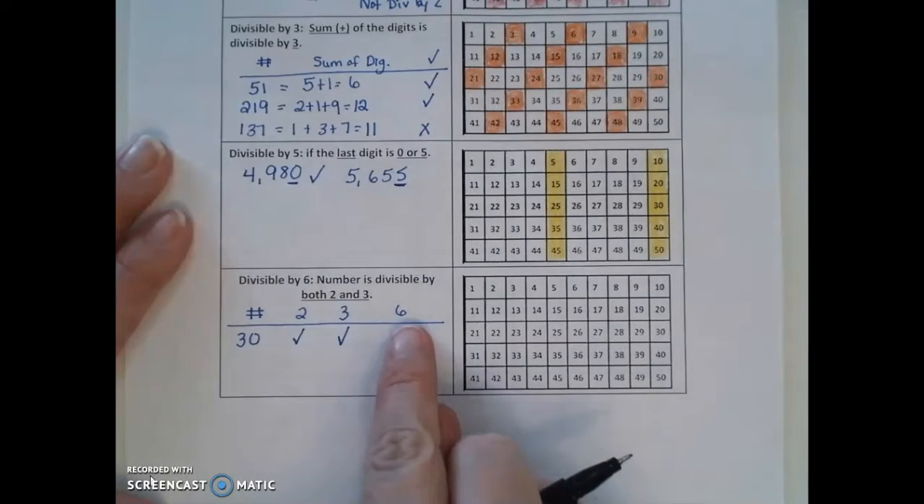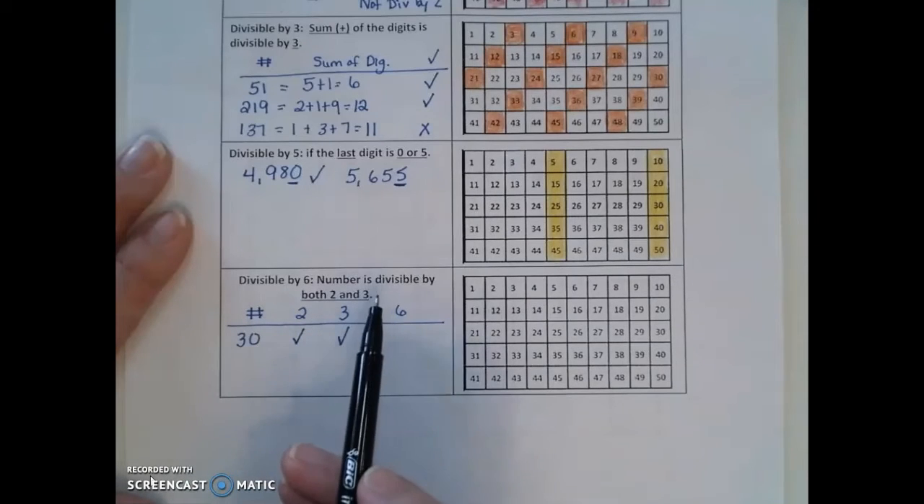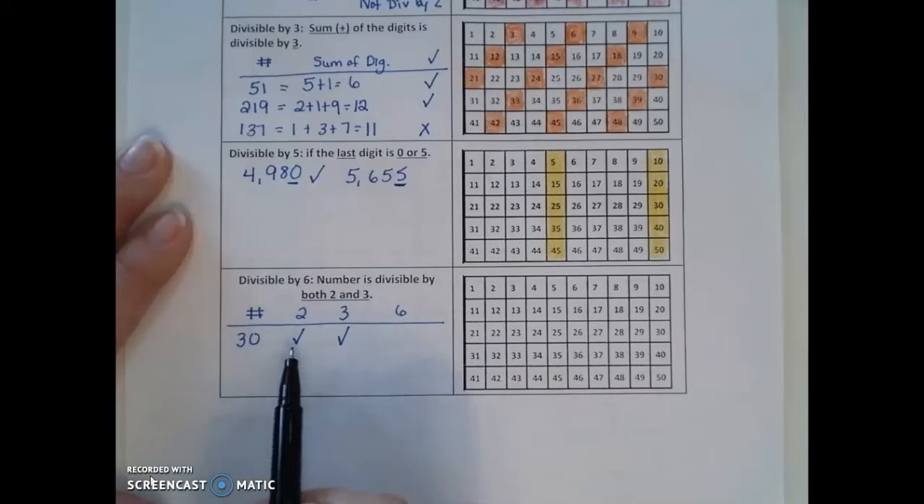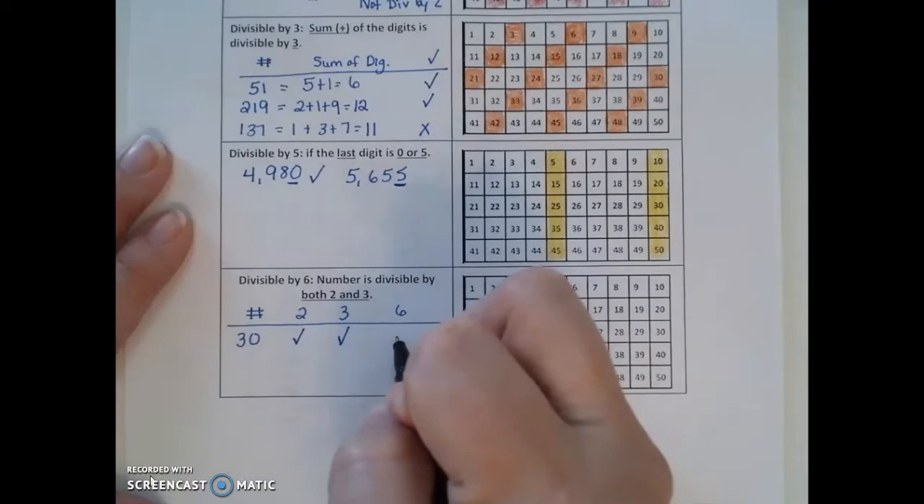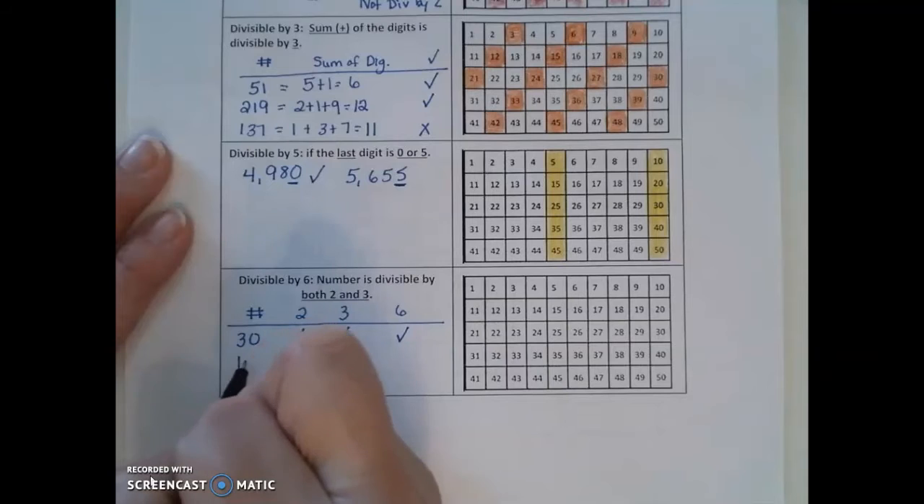So for the decision for 6, it says for a number to be divisible by 6, the number has to be divisible by both 2 and 3. 30 is a yes for 2 and a yes for 3, so that means that it is also divisible by 6. All right, let's look at number 10.